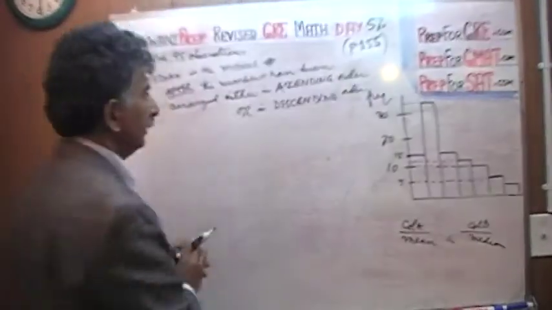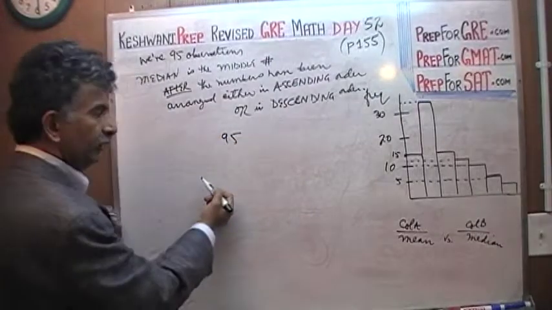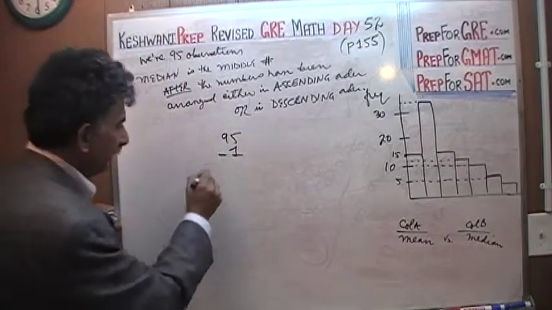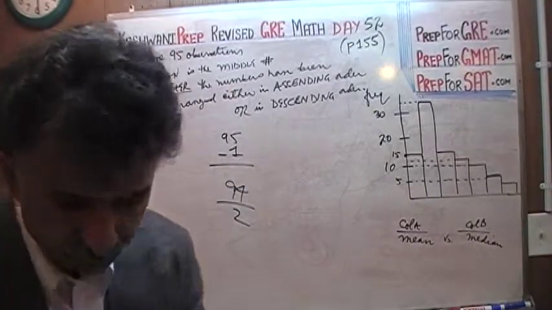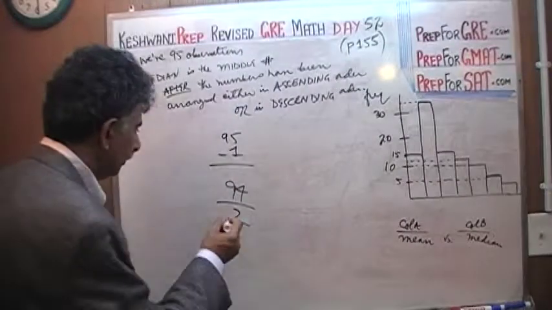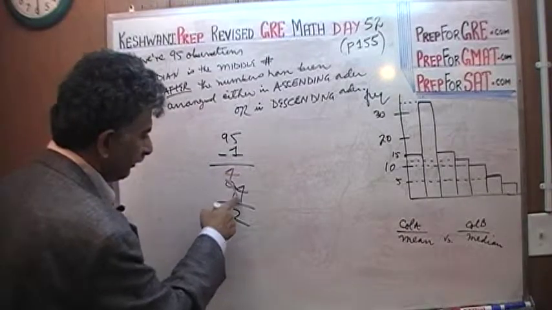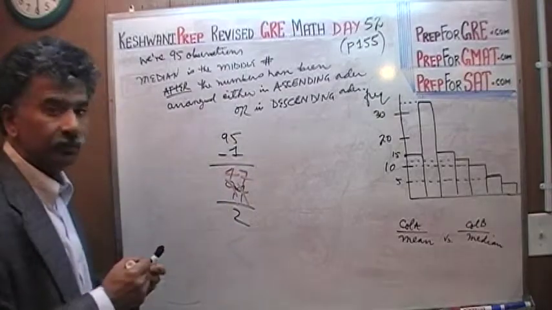So, since we have 95 observations, subtract 1 from it, that's the one in the middle because this is an odd number of numbers. That leaves us with 94. If you divide 94 by 2, how many 2s in a 9? There are 4 2s in a 9. The remaining one goes here, becomes 14. How many 2s in a 14? There are 7 2s in a 14.